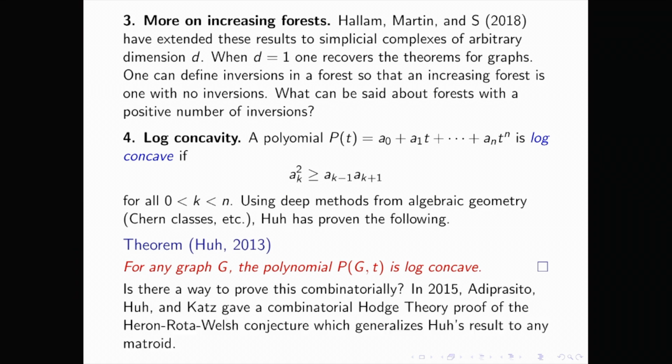And I should also mention that even more recently, Adiprasito, Huh, and Katz have given a combinatorial way of looking at Hodge theory, which proves something called the Heron-Rota-Welsh conjecture, which generalizes June's result to any matroid. Don't have time to define matroids. But anyway, there's Karim, June, and Eric.